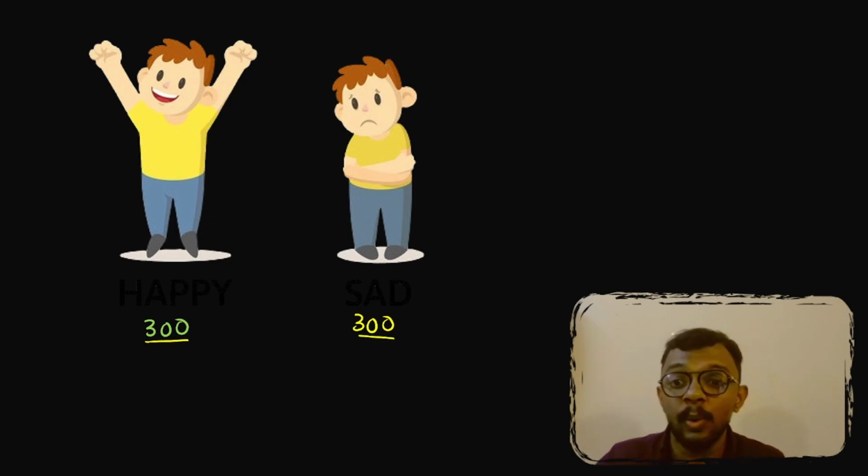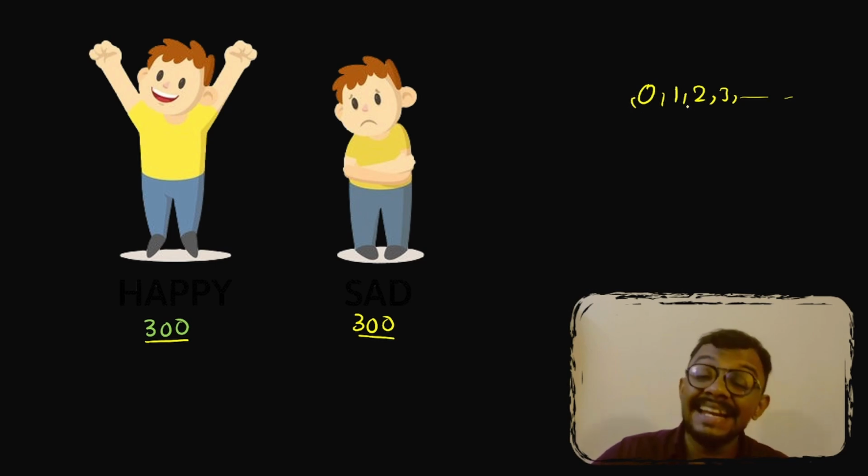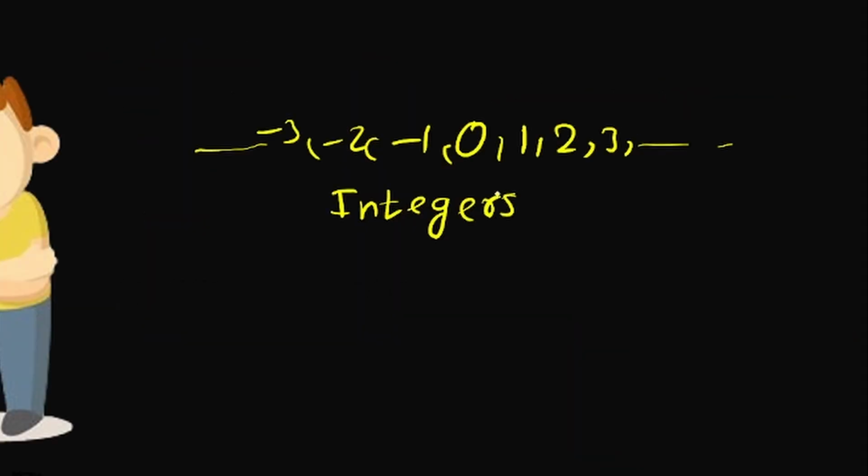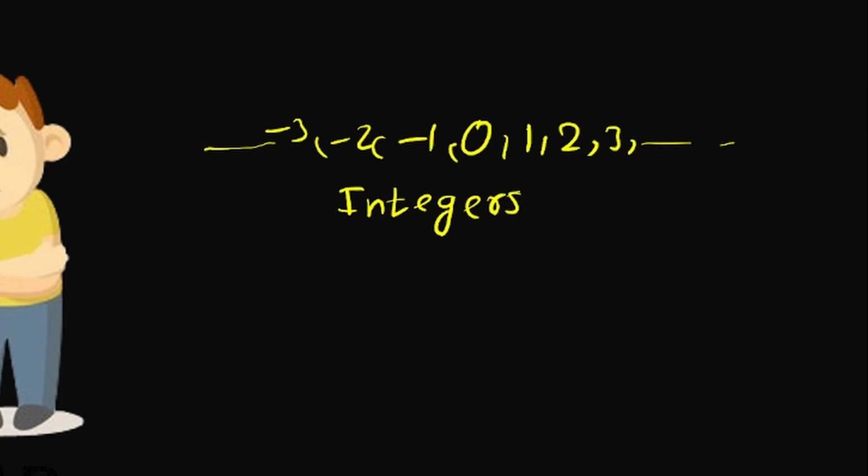So we need separate numbers to represent gain and loss. So what did we do? We already had 0, 1, 2, 3, etc. And we added negative numbers to this set: -1, -2, -3, etc. And we got a new set, and this set is called integers. Once again, what are integers? 0, 1, 2, 3, 4, etc., and -1, -2, -3, etc. are called integers.